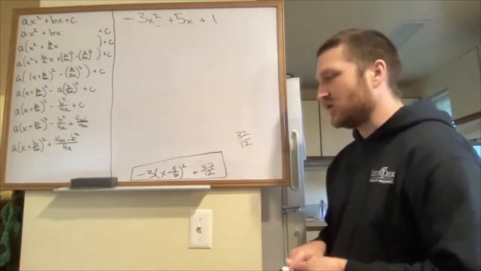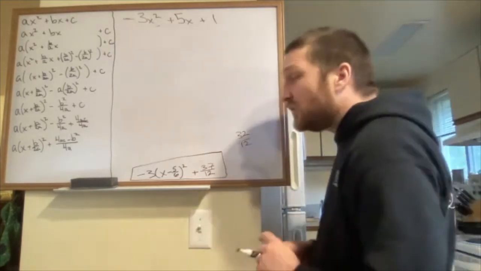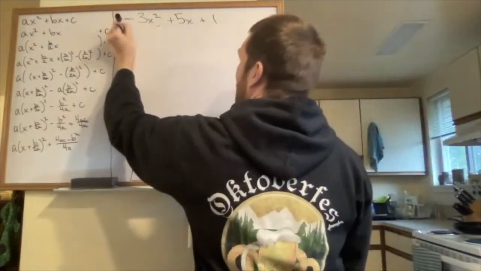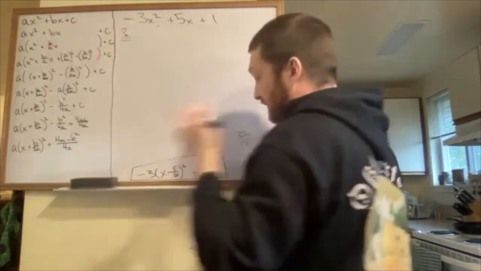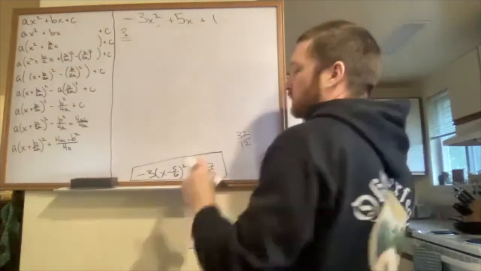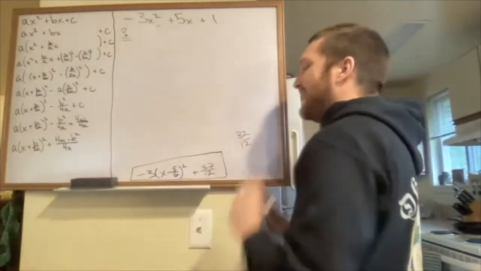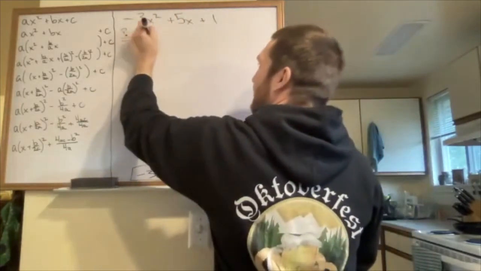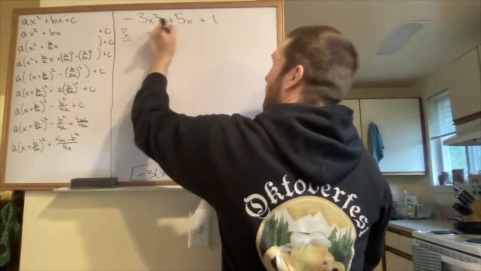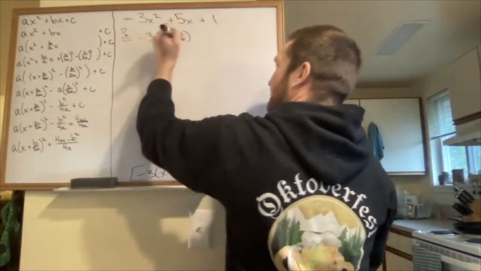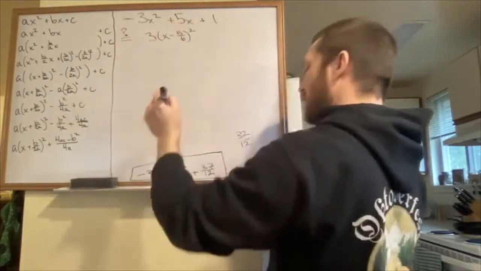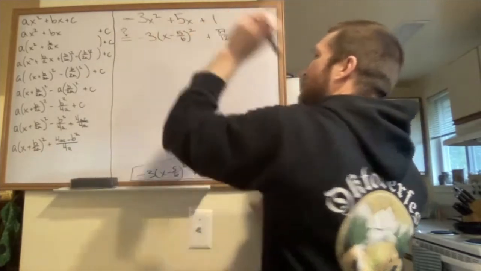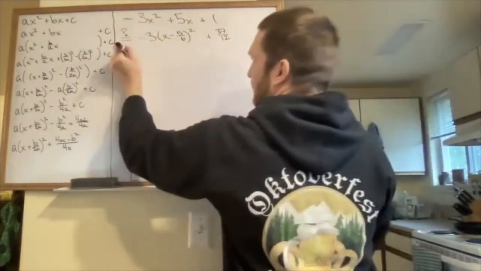This is fine. You don't need to reduce it. And if you choose to reduce it, it may or may not be harder to actually go and check it. So whatever. Now we're going to check. Is this thing equal to that thing? So here's the question. Is negative 3(x minus 5/6) quantity squared plus 37/12 equal to the original? Well, let's see.